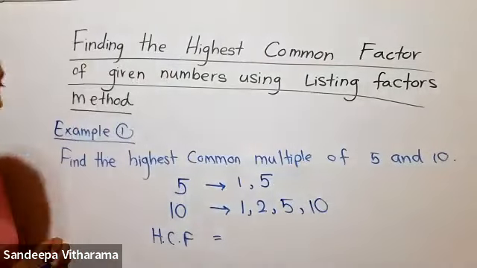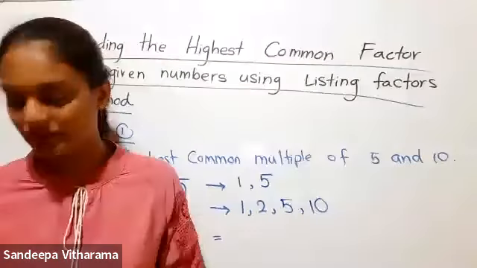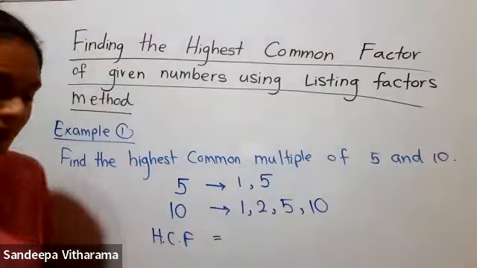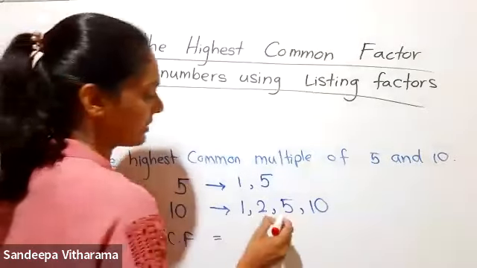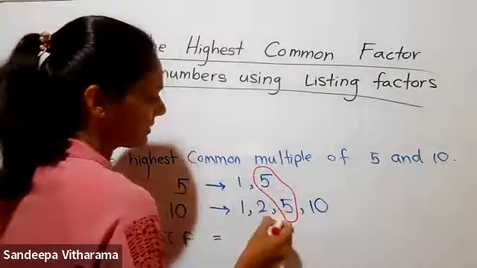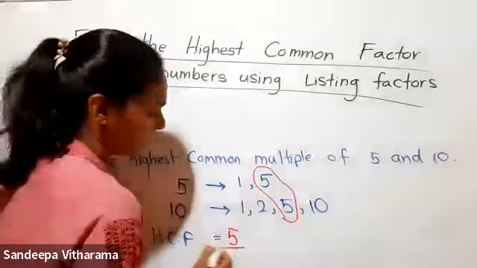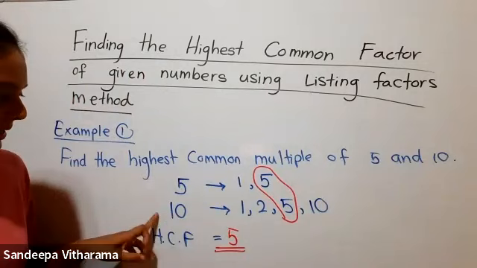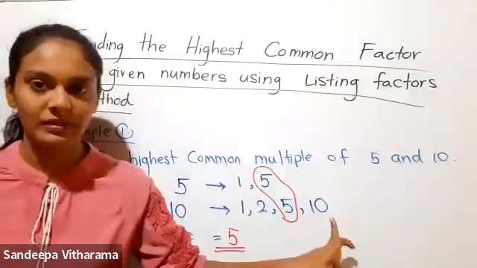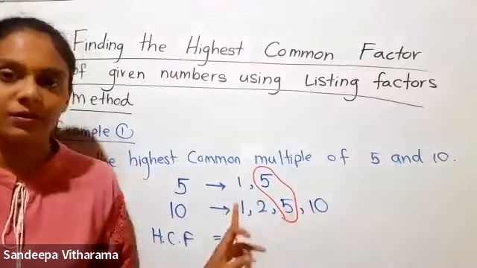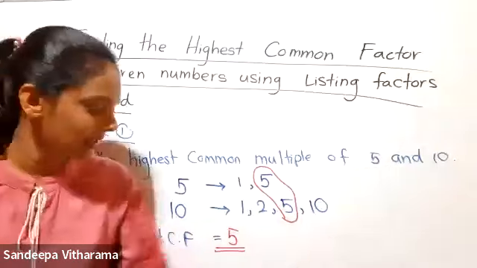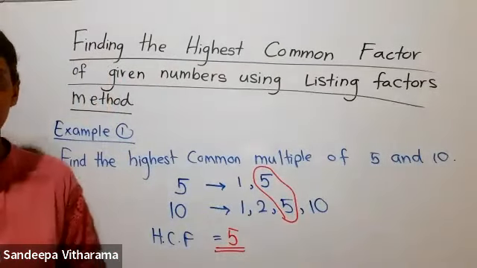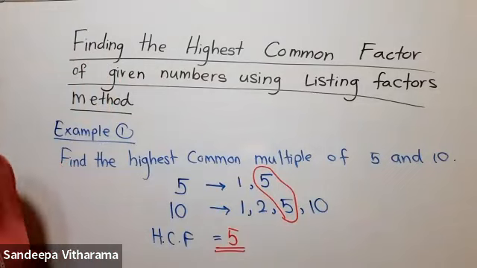In the previous case I forgot to write 10, no? Then what is the highest common factor? It's 5. We can obtain 10 by 1 into 10, 2 into 5. So 1, 2, 5, 10 are the factors of 10. Write down.